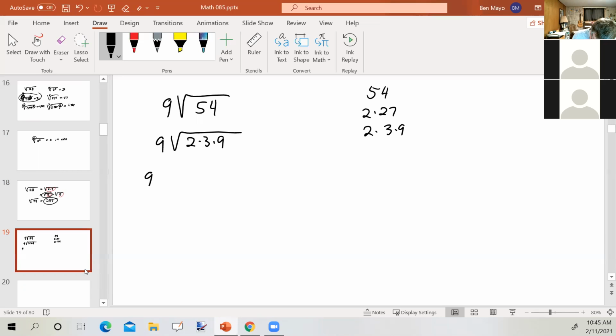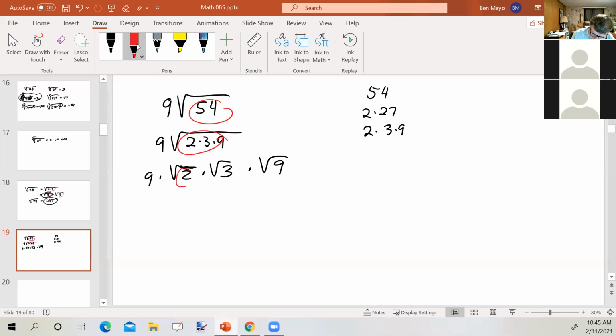Which I could rewrite as 9 times the square root of 2 times the square root of 3 times the square root of 9. Now, eventually I'm going to shortcut all of this. So if you're sitting there going, you don't have to do all that, be patient. We'll get there. But I want to make sure everybody understands what's going on. Okay, so do you see how I got from 54 to that to this?